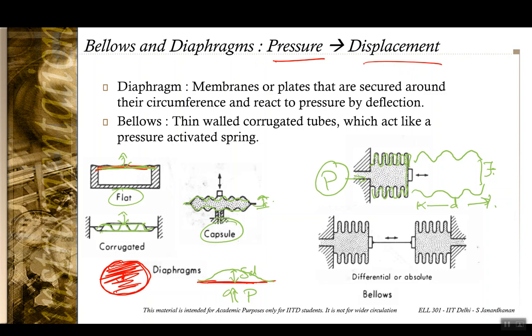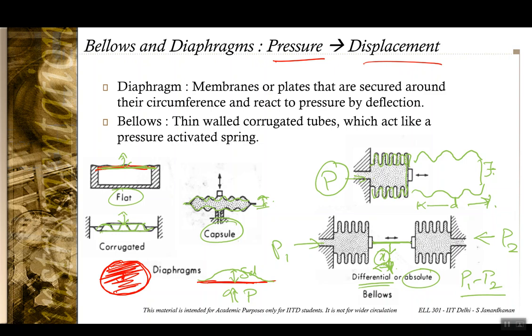In addition to measuring absolute pressure, bellows can also be used to measure differential pressure by connecting two bellows to which two different pressures are supplied, connected by a rigid wire here. The deviation of the wire from its mean position gives me an indication of this difference in pressure, P1 minus P2.